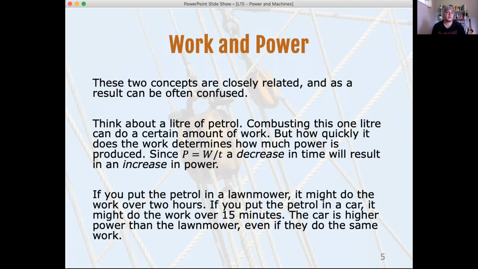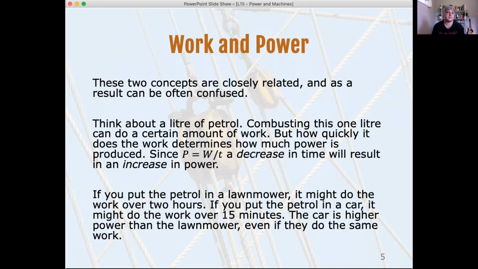An example is to think about a litre of petrol. Combusting petrol is the process of burning it and turning it into usable energy, usually spinning a motor or some other function. Combusting that 1 litre of petrol will provide a certain amount of work. The amount of work it provides is determined by that petrol, by its properties, by what happens when you combust it. How quickly it does the work determines how much power is produced.